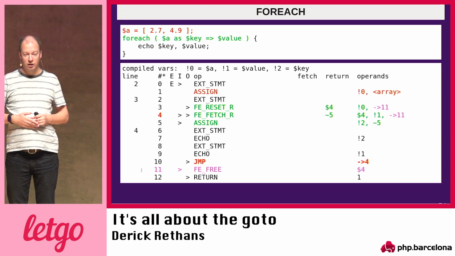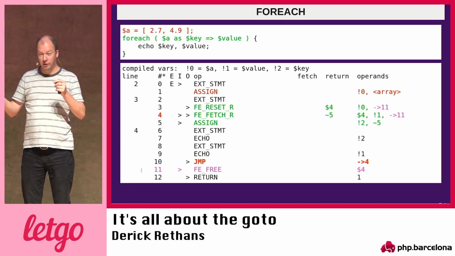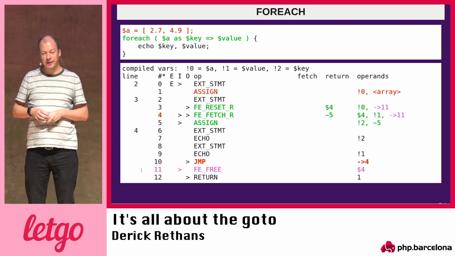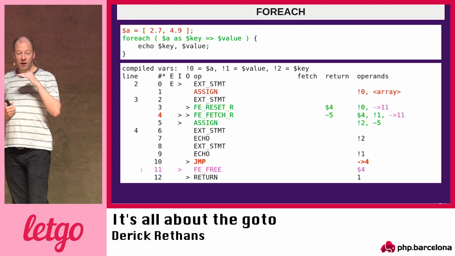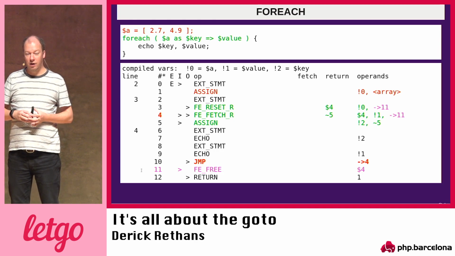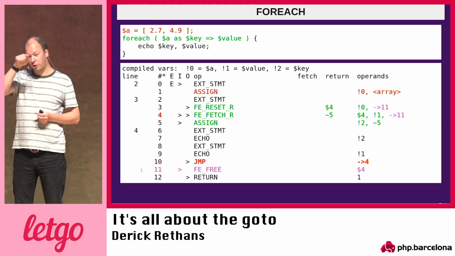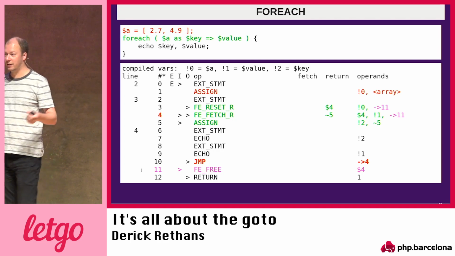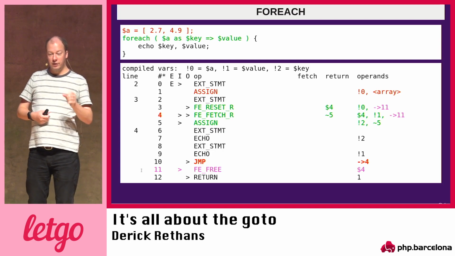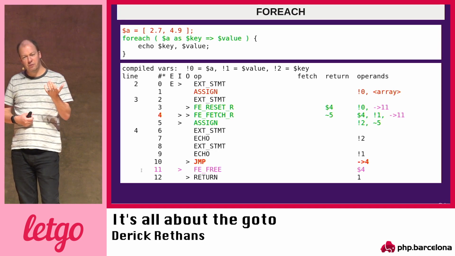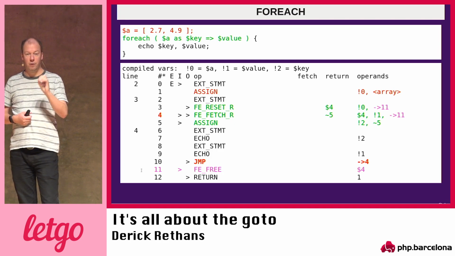When you look at the opcodes that are being generated, well, first we have the assignment. The assignment of an array of constant values, in the VLD that's represented by pointy brackets array, to the variable A, which is the exclamation mark 0. Then we have FE reset. And FE reset R stands for each reset only in read mode. The underscore R or underscore W or underscore RW that you see in other places stands for read, write, or read-write. In this case, we only have a read. It has a return value, which is $4, which is another type of temporary variable. It has two operands. It has exclamation mark 0 and a jump instruction to line 11.